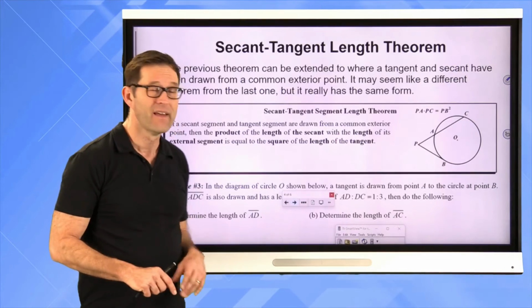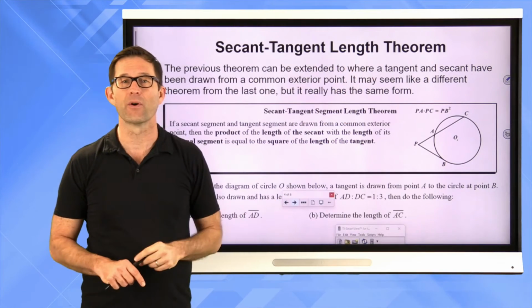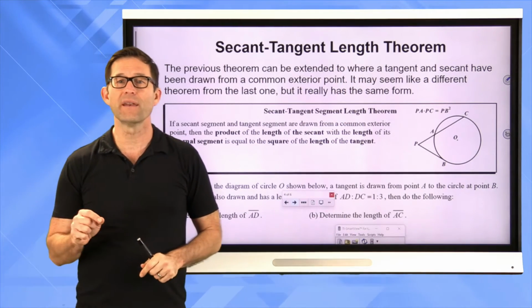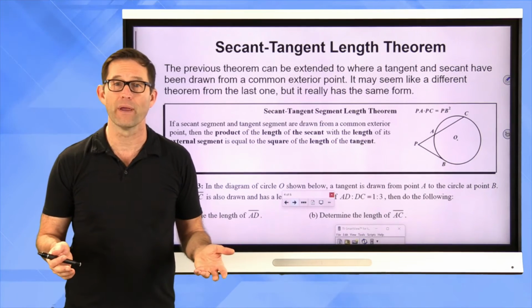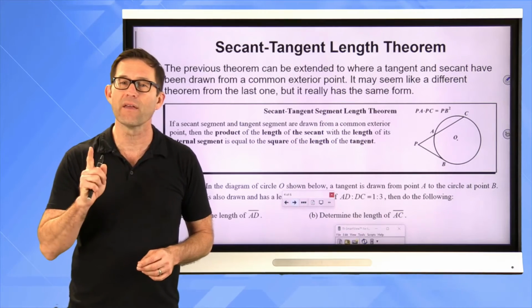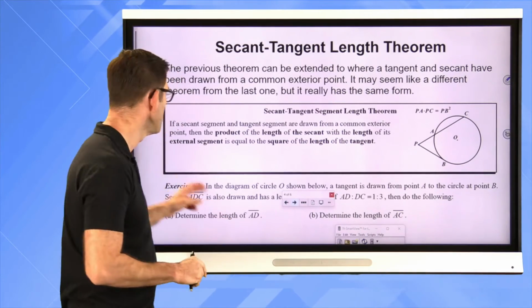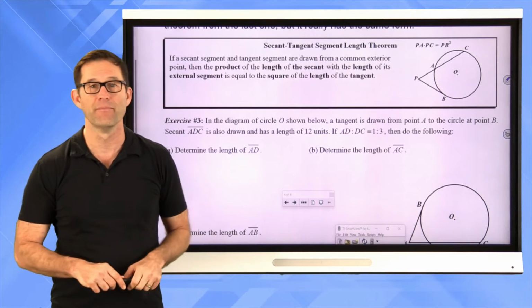All right, now, let's take a look at the secant tangent length theorem. The previous theorem can be extended to where a tangent and a secant have been drawn from a common exterior point. It may seem like it's a different theorem from the last one, but it's really the same form, and I'll explain why in a moment, right? Let's take a look at the secant tangent length theorem.